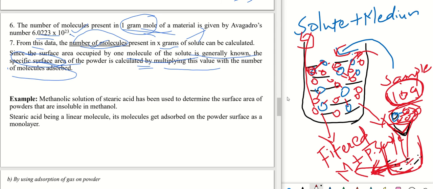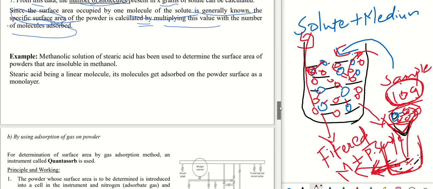Now this is explained by an example where the medium is a methanolic solution, and the solute which we use is stearic acid, an insoluble one. We will be given some sample, say some powder sample. We need to select a solute in such a way that it is insoluble in the medium, so it would be easy for filtration.